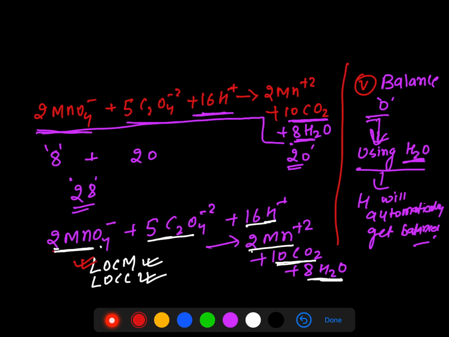Next, let's check if the charges are balanced or not. -2 from here, -10 from here, -12, plus 16, +4. On the right hand side, +4. Charges are also balanced. So this is the correct balanced redox reaction.